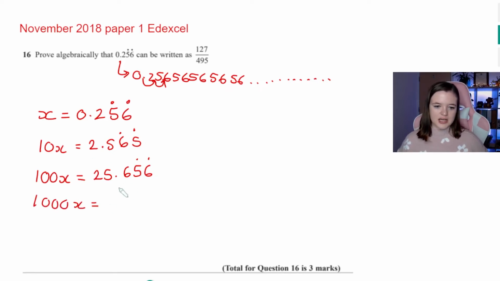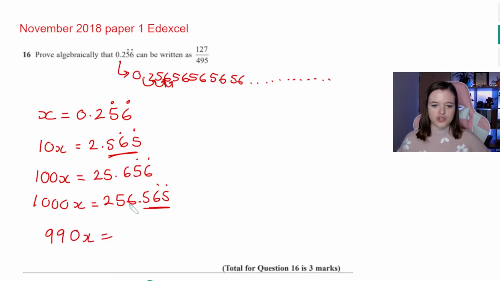1000x is then equal to 256, shuffling it along one, 266.565. And then this is looking an awful lot like this. So we are now done. Put on the brakes. Let us start subtracting. So we can then do 1000x, take away 10x to then get us 990x. And then we can do 266 minus 2, 254. And then last step, divide that down there.